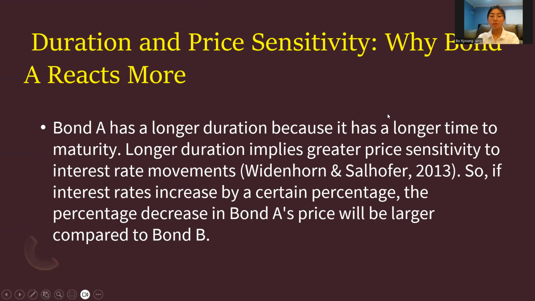Duration and price sensitivity. Why does bond A react more? Bond A would have a higher percentage price change if interest rates go up. This is due to the concept of duration. Duration measures a bond's sensitivity to interest rate changes. This is why bond A has a longer duration, because it has a longer time to maturity. Longer duration implies greater price sensitivity to interest rate movements. So if interest rates increase by a certain percentage, the percentage decrease in bond A's price will be larger compared to bond B.